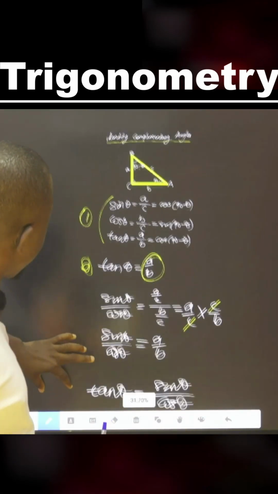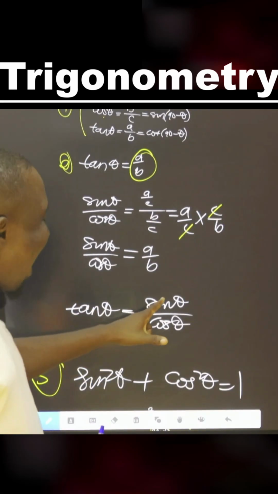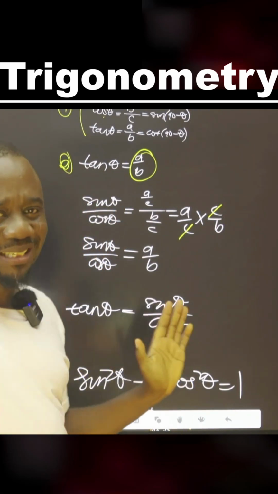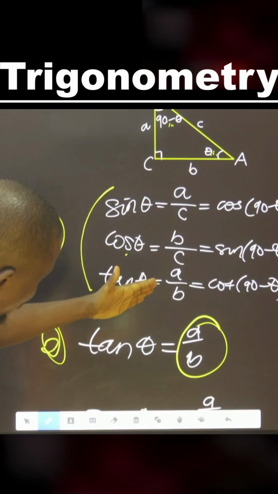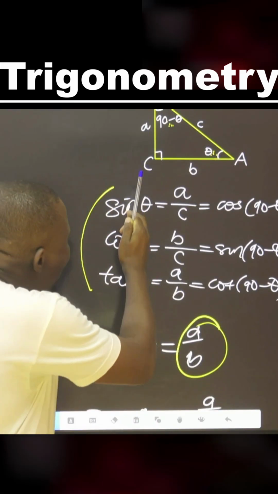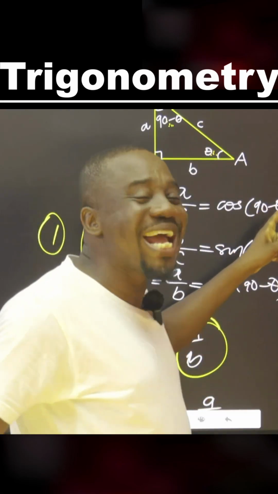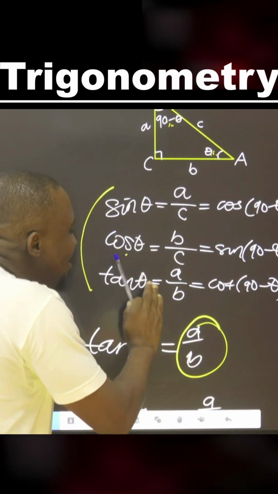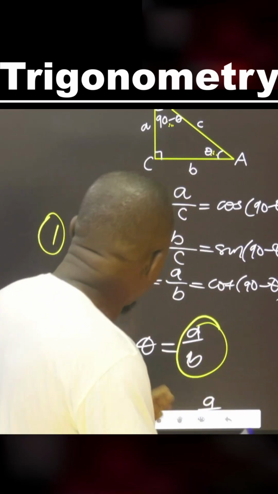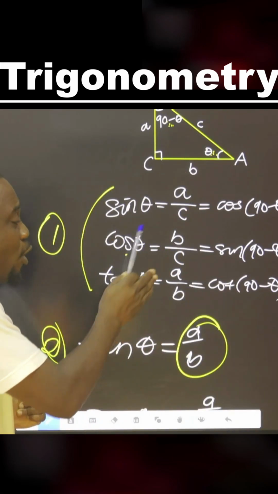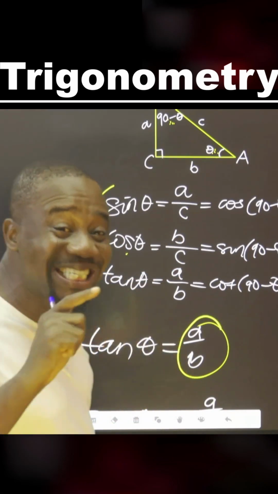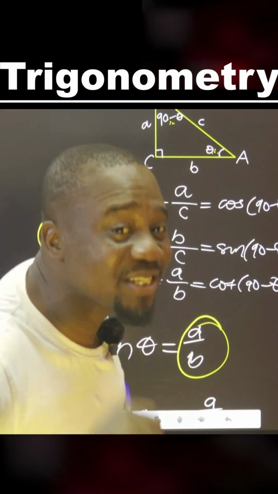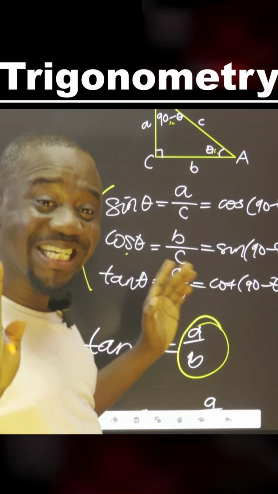So put this at the back of your mind. You also put this at the back of your mind that sine over cosine is equals to tan. Then you also put all this at the back of your mind, which you already know. But the only thing is, anywhere you see sine for cosine is 90 minus theta. Anywhere you see cosine for sine is 90 minus theta. Anywhere you see tan for cot is 90 minus theta. Tan 90 minus theta. Complementary angles.